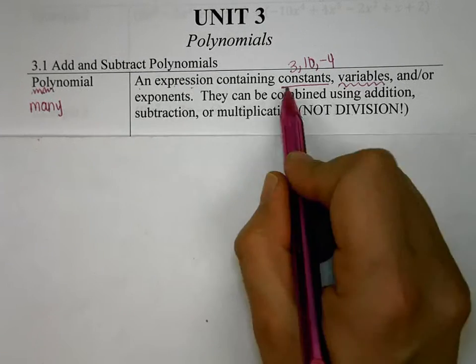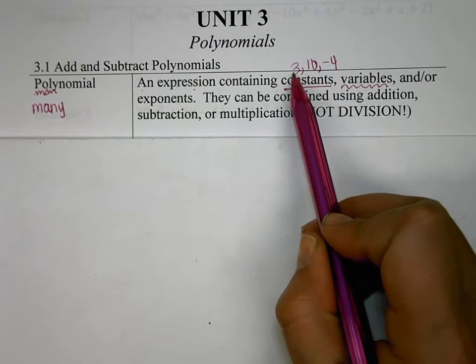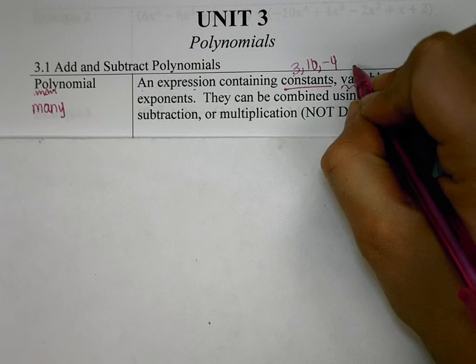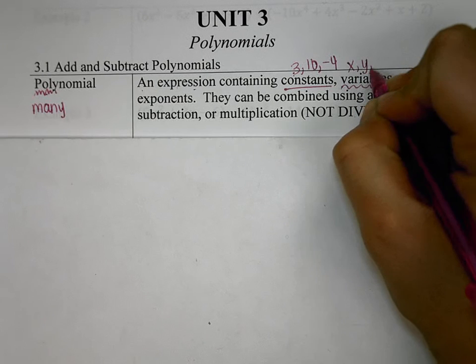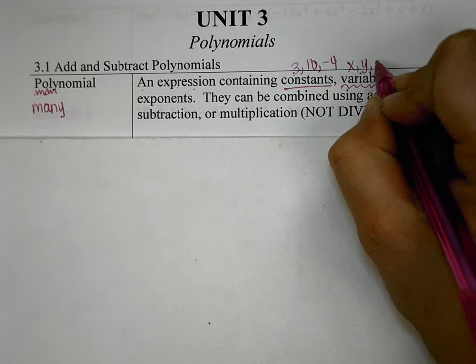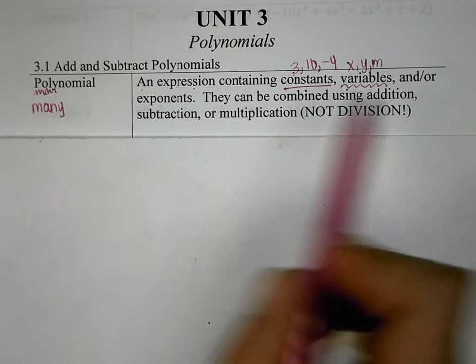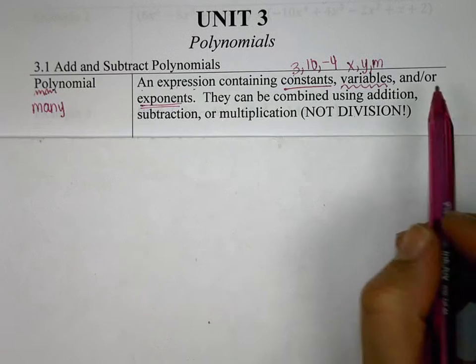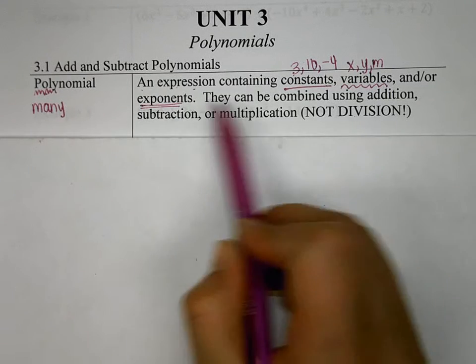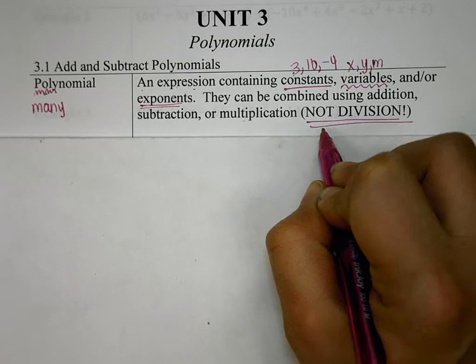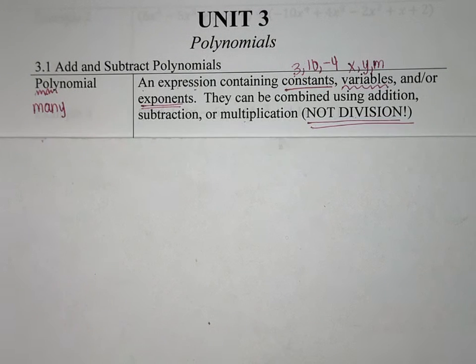It's an expression that contains constants, which include 3, 10, -4, variables, which include x, y, and any other letter that you want, let's say m, and exponents. So we can also have exponents. They can be combined using addition, subtraction, or multiplication, but the big thing here is you cannot combine them using division. We have a separate rule for division.